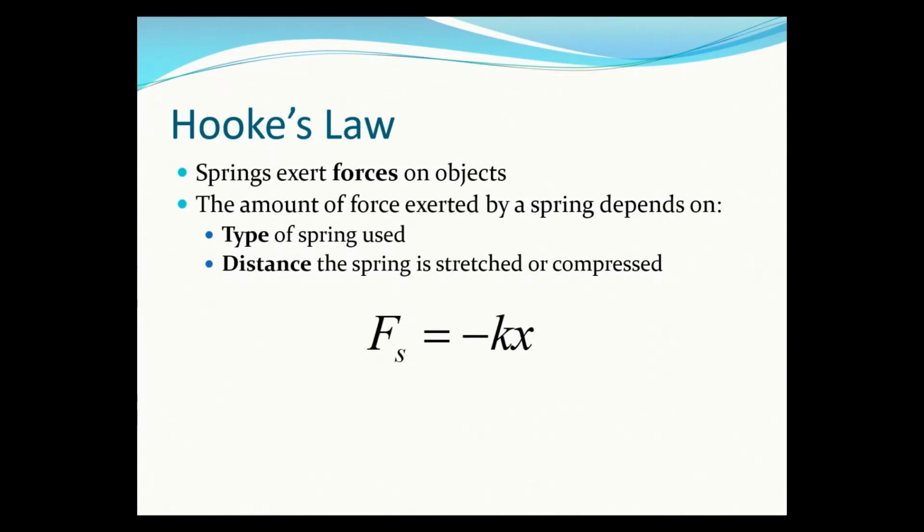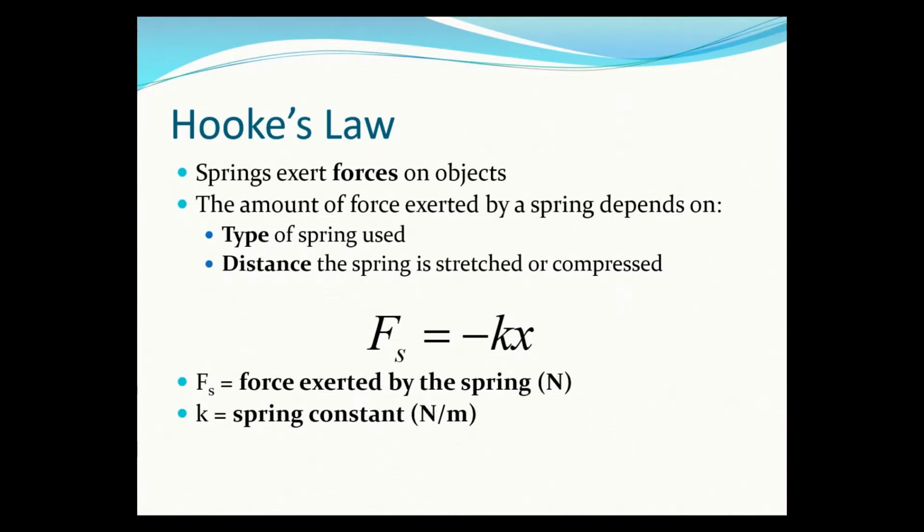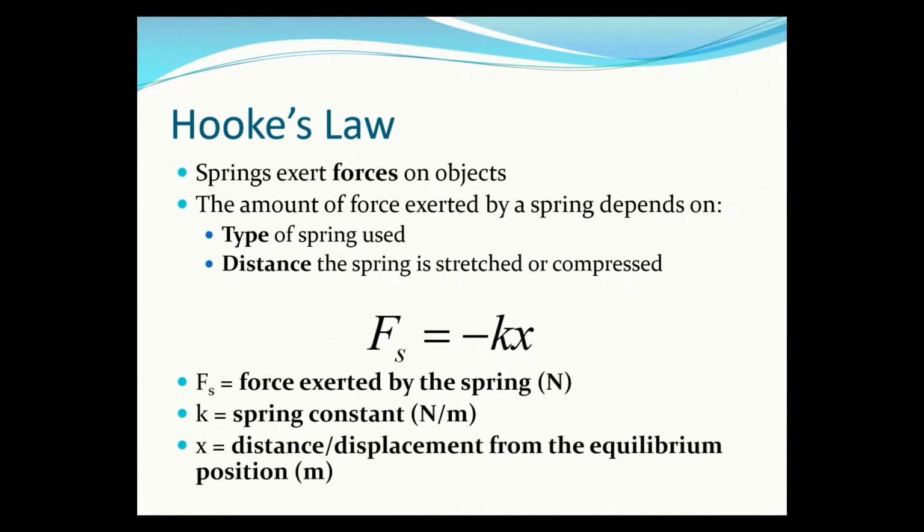So this is our formula for finding spring force. Fs is the force exerted by a spring. K is the spring constant, which every spring has. The bigger the spring constant, the more rigid the spring is. So spring constant is kind of like coefficient of friction. This is the value given to springs. And then x is the distance or displacement from the equilibrium position. So how far the spring is stretched from its equilibrium position.